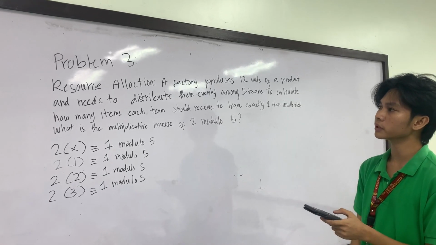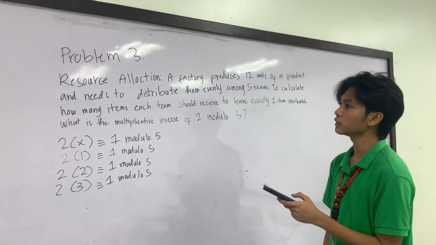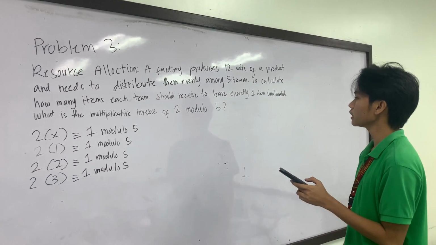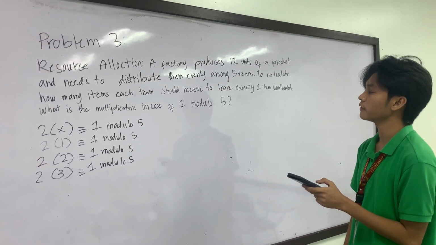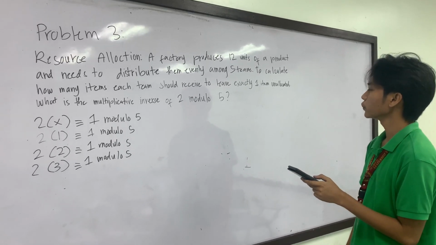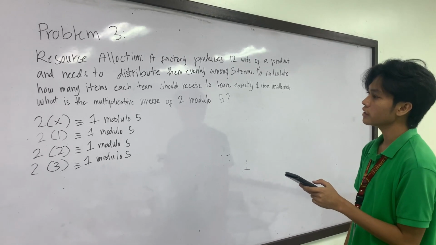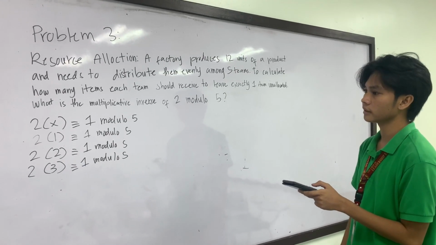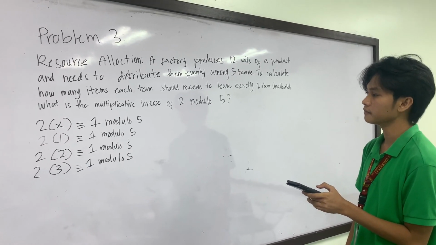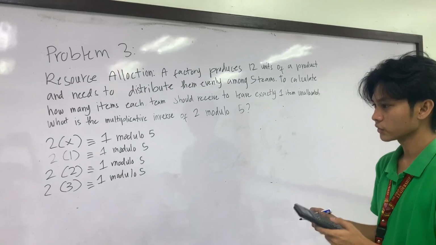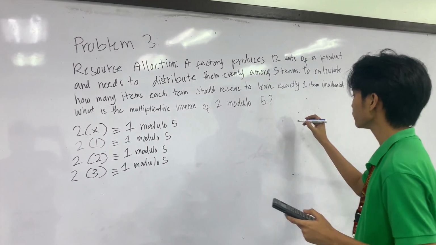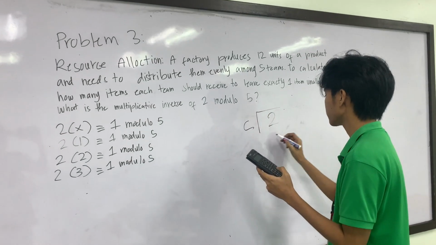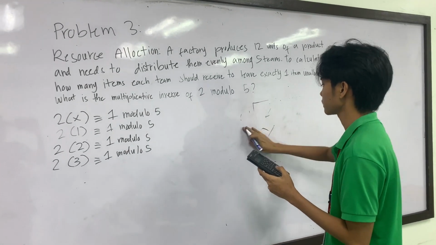Now we have problem number 3, resource allocation. A factory produces 12 units of a product and needs to distribute them evenly among 5 teams. To calculate how many items each team should receive to have exactly 1 item allocated, what is the multiplicative inverse of 2 modulo 5? Let's start with 1. 2 times 1 is obviously 2 modulo 5, so still not the inverse.